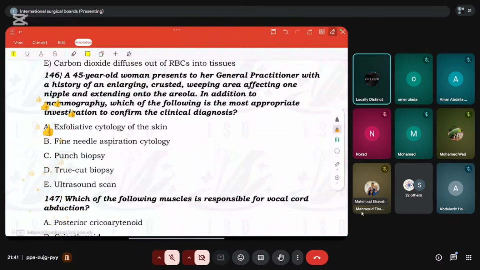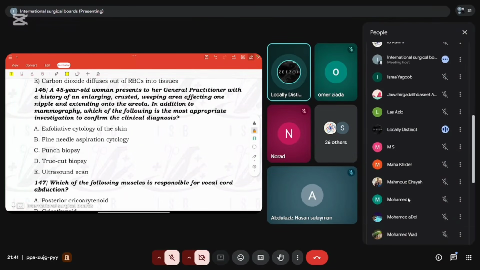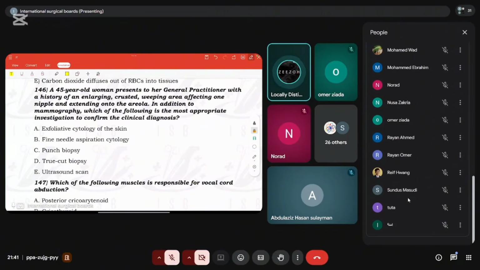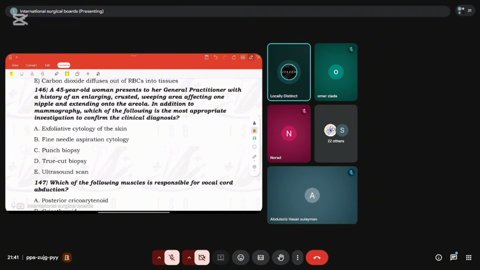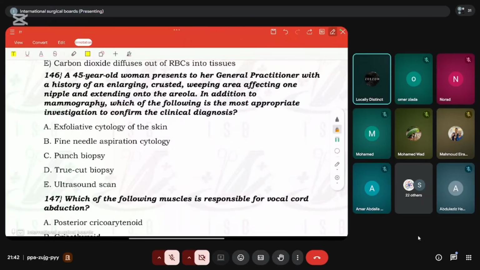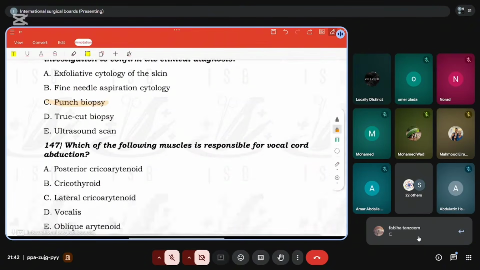A 45-year-old woman presents to her GP with a history of enlarging crusted weeping area affecting one nipple extending into the areola. In addition to mammography, which of the following is the most appropriate investigation to confirm the clinical diagnosis? Punch biopsy? Yeah, Paget disease, punch biopsy. We've already been through that, so simple.